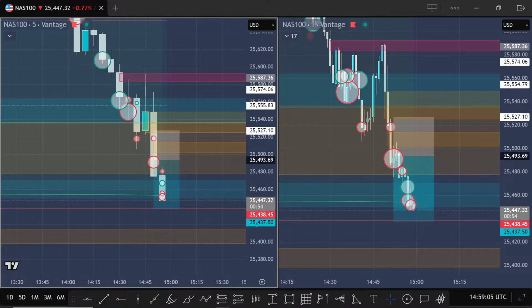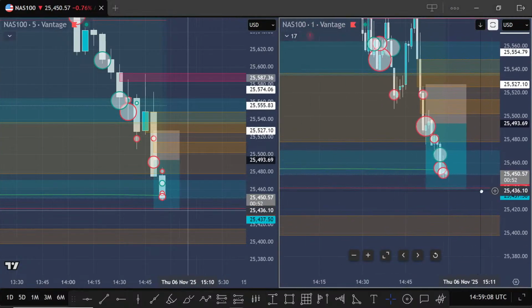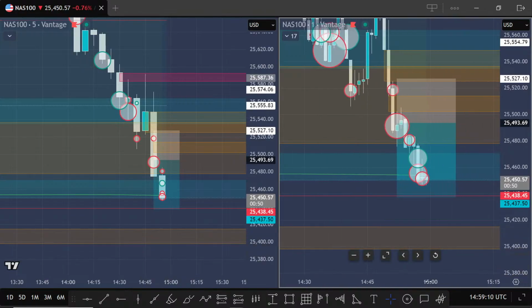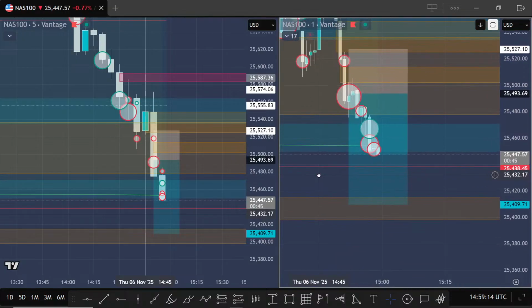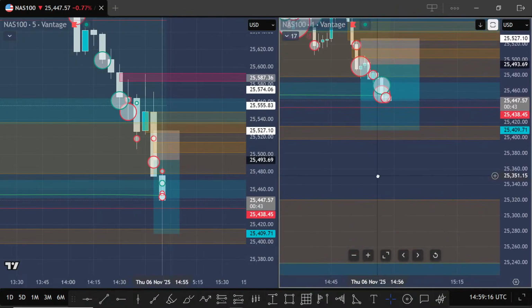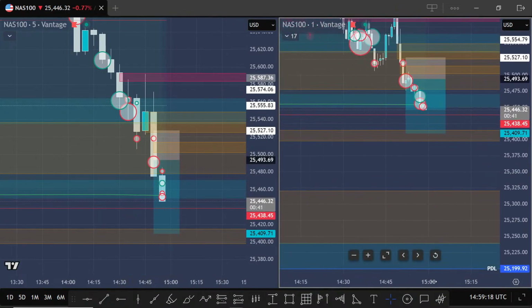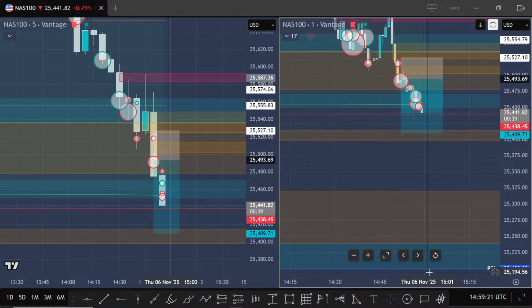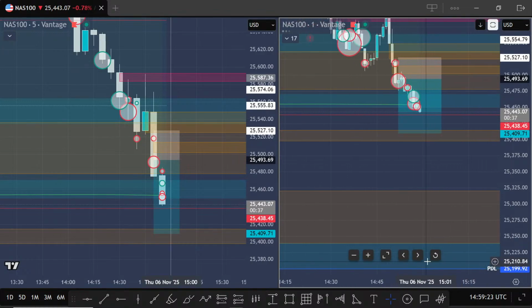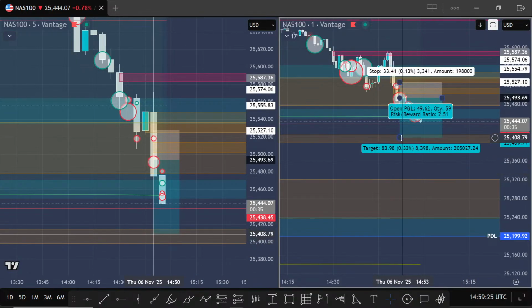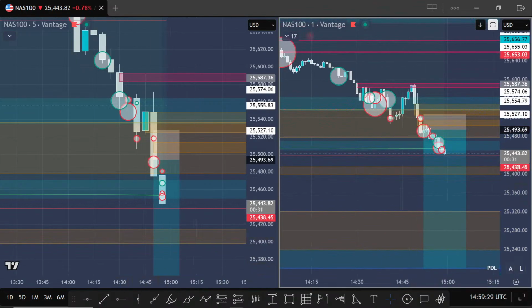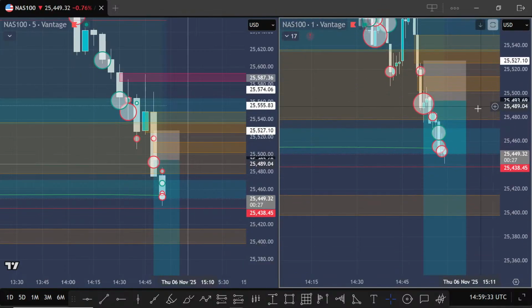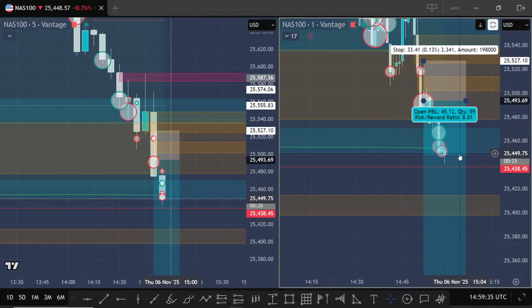Okay, I've removed all my risk now because we've broken this low again. I want to see continuation and continuation and continuation. And I want to see if that happens. I'm pretty much at 1 to 2 here now. Almost.